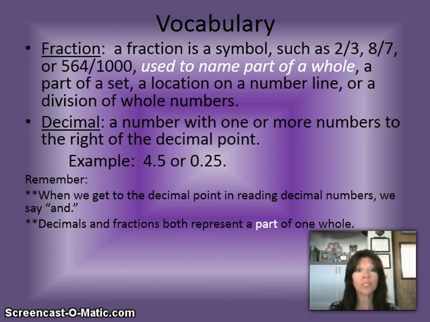A decimal is just like a fraction. It's a number with one or more numbers to the right of the decimal point. For example, 4.5, which is said 4 and 5/10, or 0.25, which is said 25 hundredths. Now, I want you to take a moment and write those vocabulary terms in your notebook. But remember, when we get to the decimal point, we always say it as an "and" when we are reading decimals. Decimals and fractions always represent part of one whole, part of a number. Take a minute, pause the video, write those down, and when you're finished, start the video again.